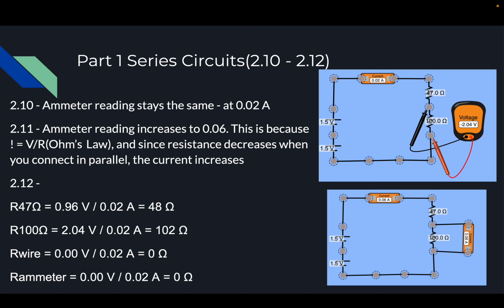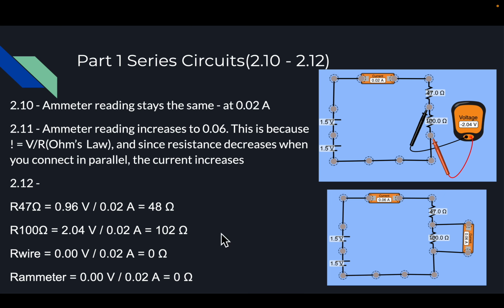And so for 2.10, the ammeter reading stays the same at 0.02 amps. When you add a resistor in parallel, the current increases to 0.06, just because current is equal to voltage divided by resistance, and resistance decreases when you connect resistors in parallel, and so therefore the current is going to increase.